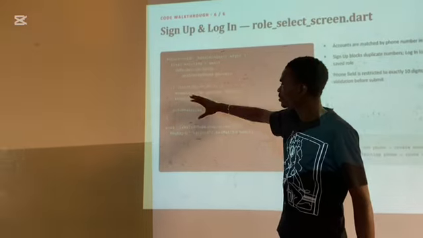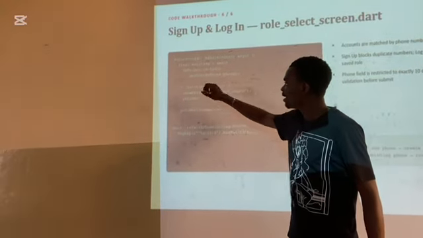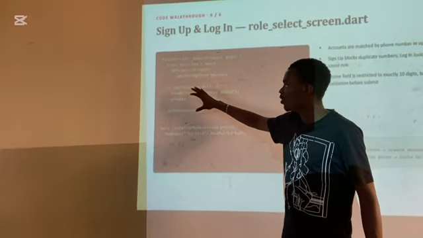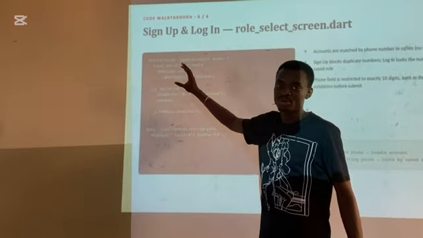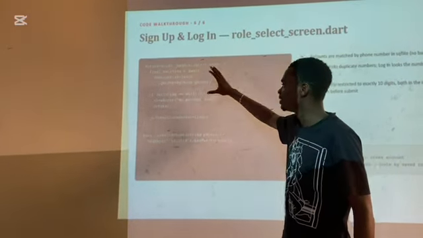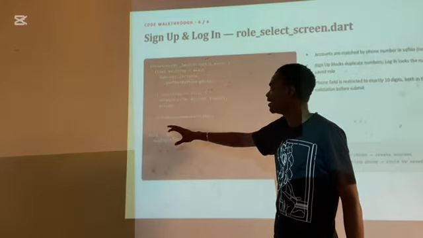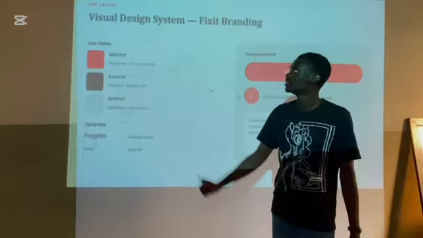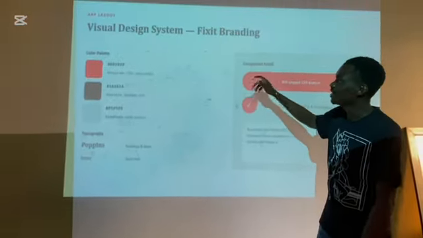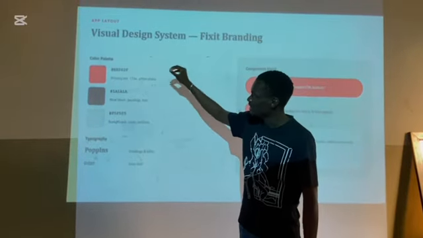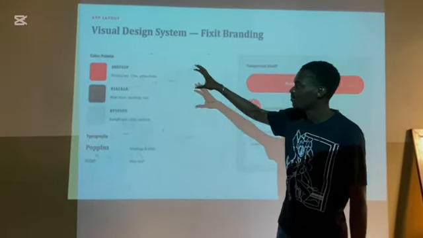The code here shows that if a user enters a number and it is less than or more than 10, it will show an error message to show that the number has to be exactly 10. And if the number is up to 10 and all your details are correct, it moves you to the next screen.